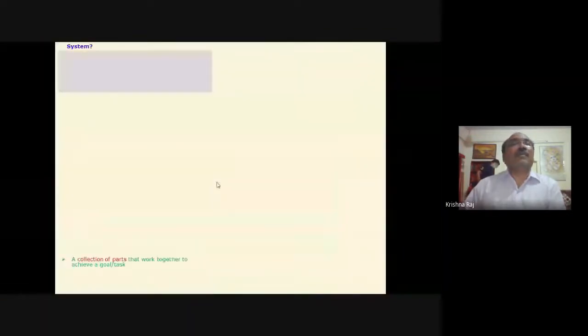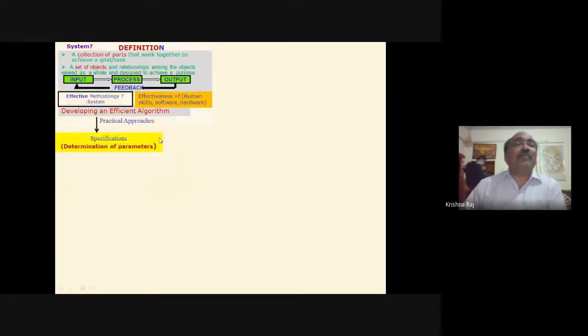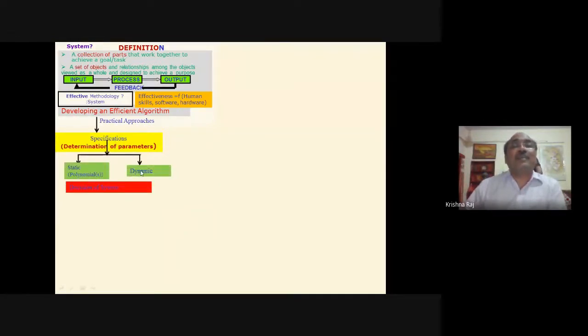Now see here, as we discussed, and Professor Ram Naresh sir has also referred to this in his lecture, we have to decide the type of the system from the given requirement. After getting the parameters, that is the specification, you have to decide whether the system must be static or dynamic. Naturally, we will prefer the dynamic system having memory, and then we decide whether it is analog or digital.